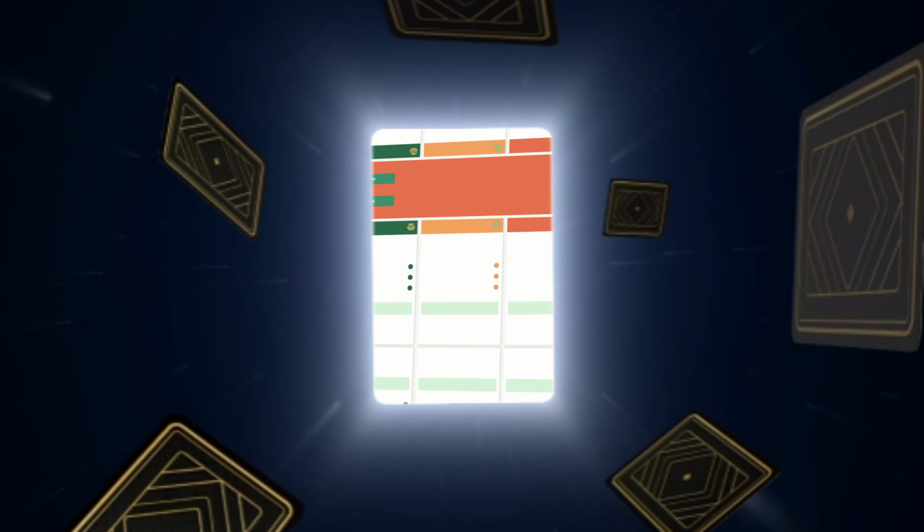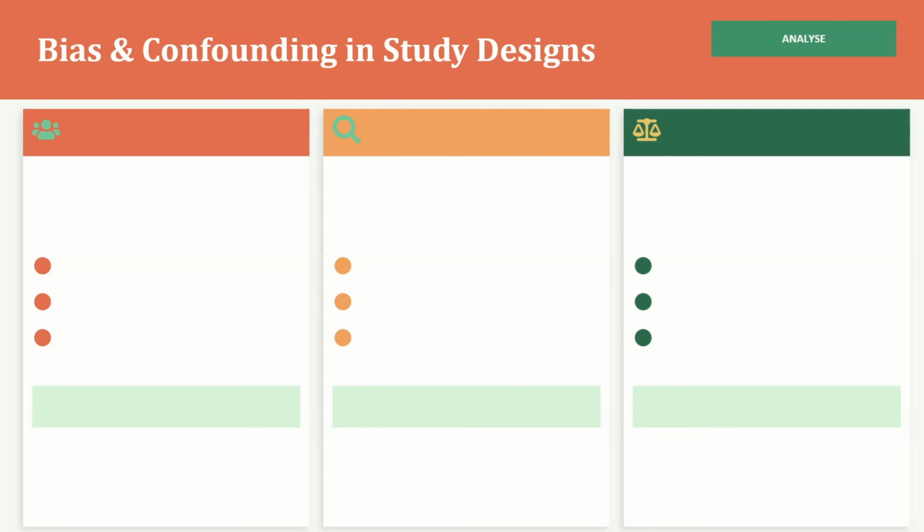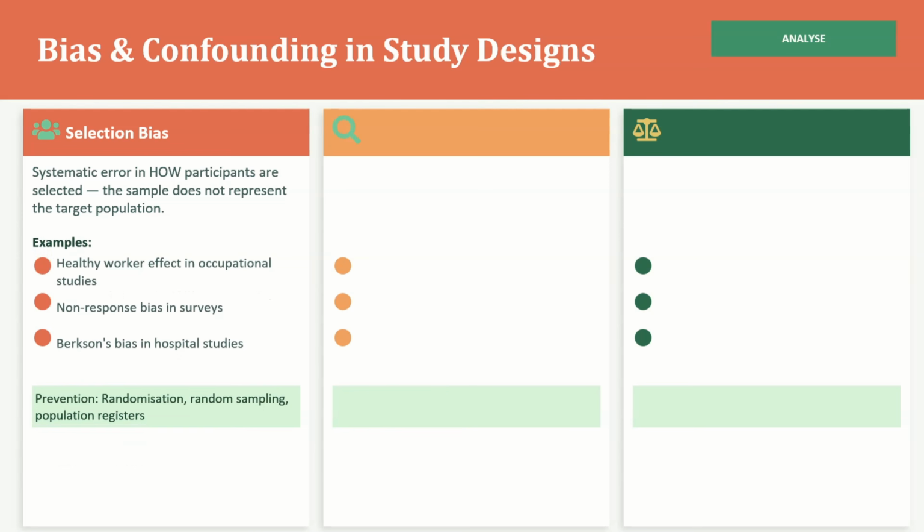Now let's talk about bias and confounding. First, selection bias. This is a mistake in how you choose your participants. For example, the healthy worker effect. Workers are healthier than the general population. So you think a job is safe, but you are wrong. You underestimated the risk.